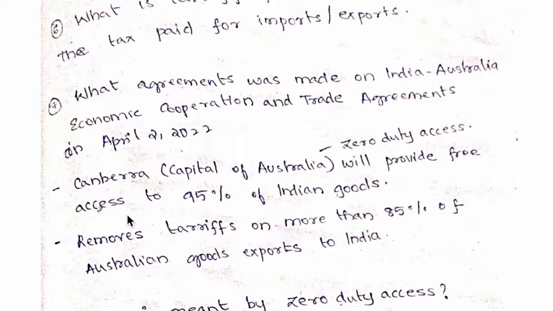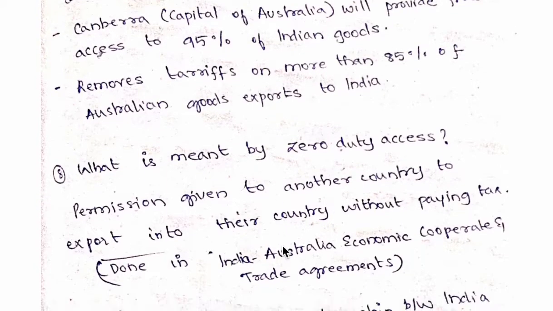Okay, and so one part of the agreement is Canberra will provide free access to 95% of Indian goods, and the second one is India removes all tariffs on more than 85% of Australian goods exported to India. So it is like a win-win situation. Australia provides free access, and India also provides free access. So almost free access. These are the agreements, part of the India-Australia Economic Cooperation and Trade Agreements.